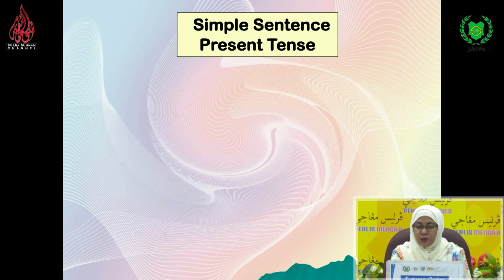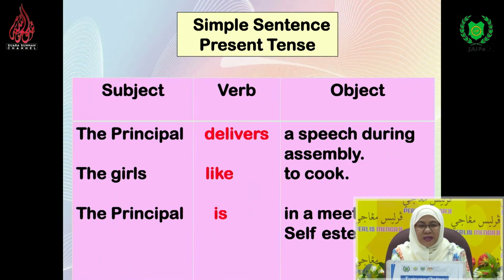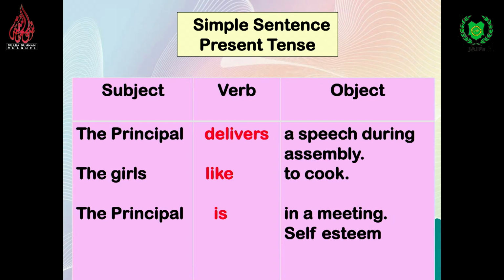Simple tenses. So now we are going to look at the three. For today, I am just going to look at simple and compound sentences. So first, we are going to discuss simple sentences in the present tense. Now, I always like to use this subject, verb, object table, because it is easier for my students. For example, here I have a few examples. The principal delivers a speech during assembly. So here we have a singular subject, principal. So when the subject is singular, you need a singular verb, where you add the S to the verb. If you have a plural subject, then you use a plural verb without the S.